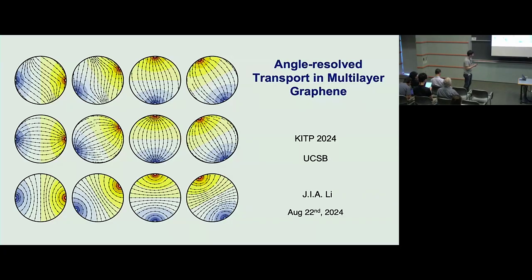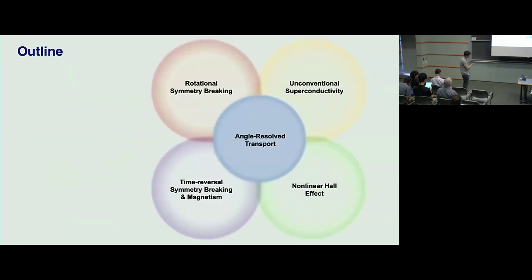Right, the outline of the talk is roughly this. I'll start by briefly describing what angle resolved transport means, and as an introduction to this technique, let me tell you how we can use it to identify rotational symmetry breaking, and also how this has been done in the past to identify potentially unconventional superconductivity. And then I'll move on to something newer and maybe never done before: using angle resolved transport to directly probe time reversal symmetry breaking and also the nonlinear Hall effect.